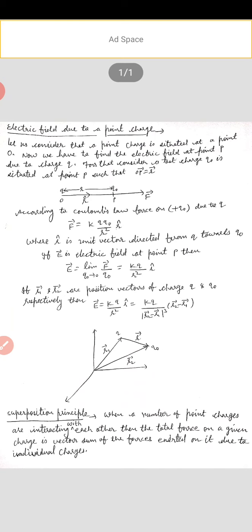When a number of point charges are interacting with each other, then the total force on a given charge is vector sum of the forces exerted on it due to individual charges. This is the superposition principle.